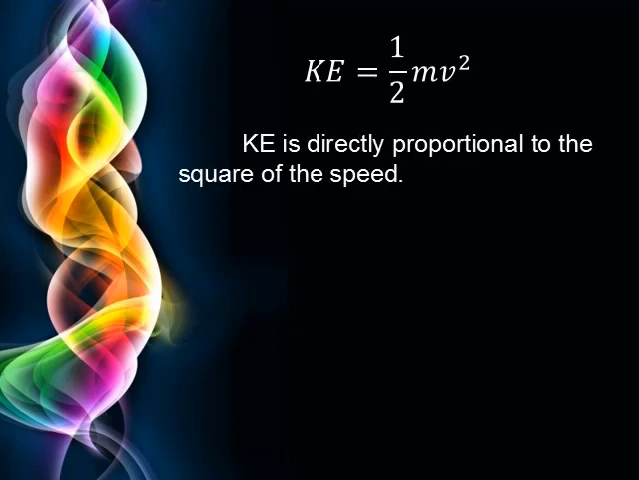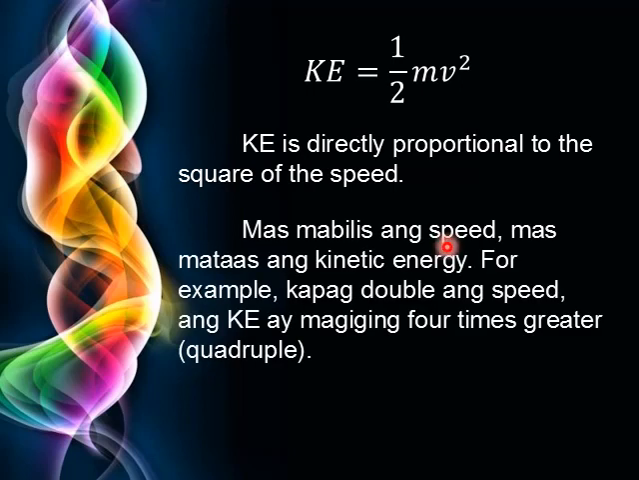Now, for kinetic energy, you have 1/2 mv squared. So, katulad nga nabanggit ko kanina, the kinetic energy is directly proportional to the square of the speed. So, mas mabilis ang speed, mas mataas ang kinetic energy. So, for example, kapag double ang speed, ang kinetic energy ay magiging 4 times or magiging quadruple. Okay, let's try to guess. Paano pag in-increase mo ang speed ng 3 times. So, mangyayari, yung kinetic energy mo, magiging 9 times greater.